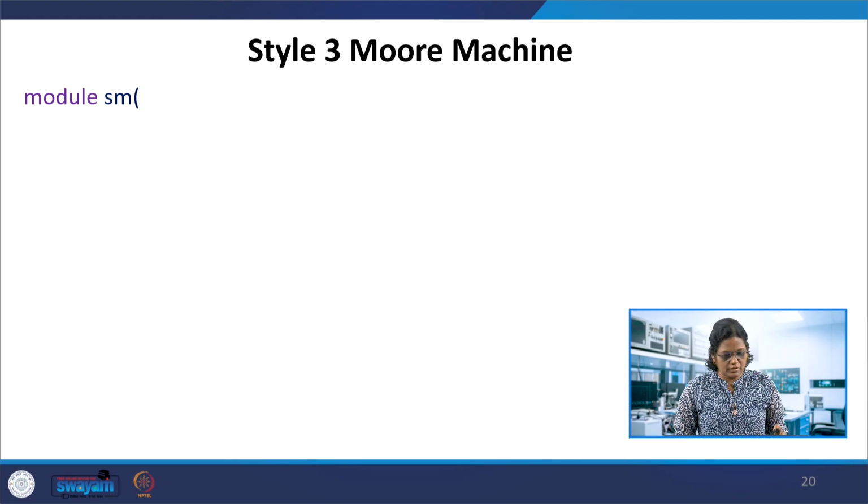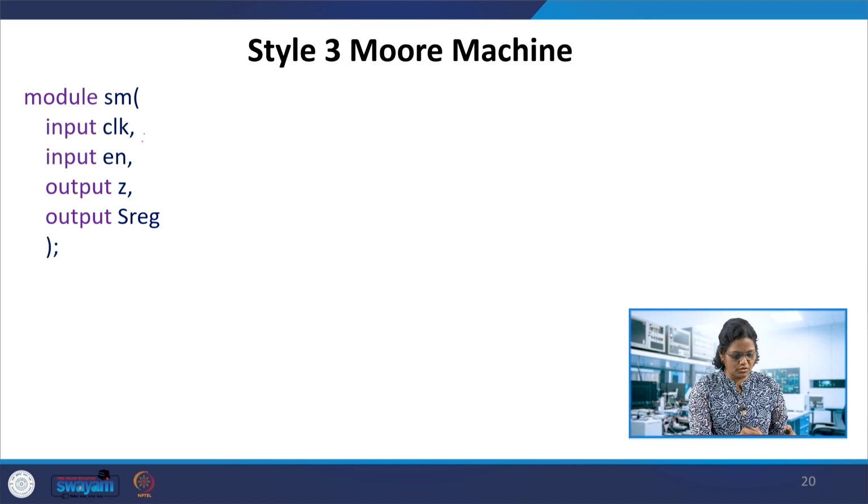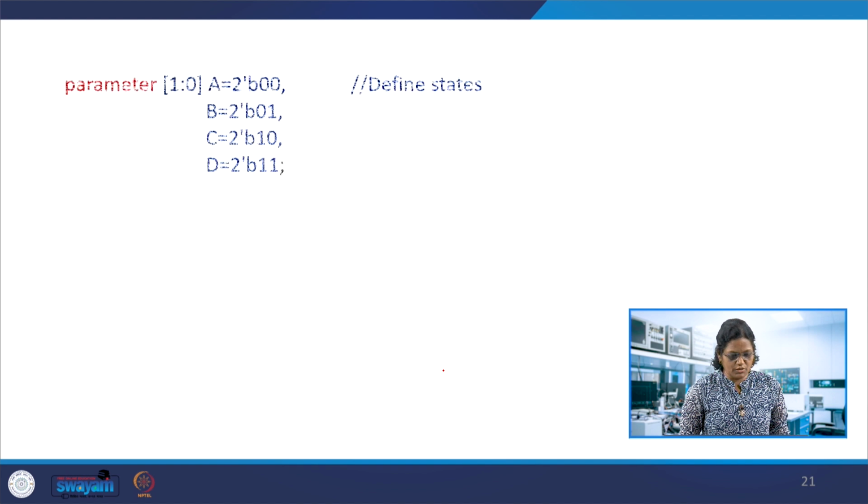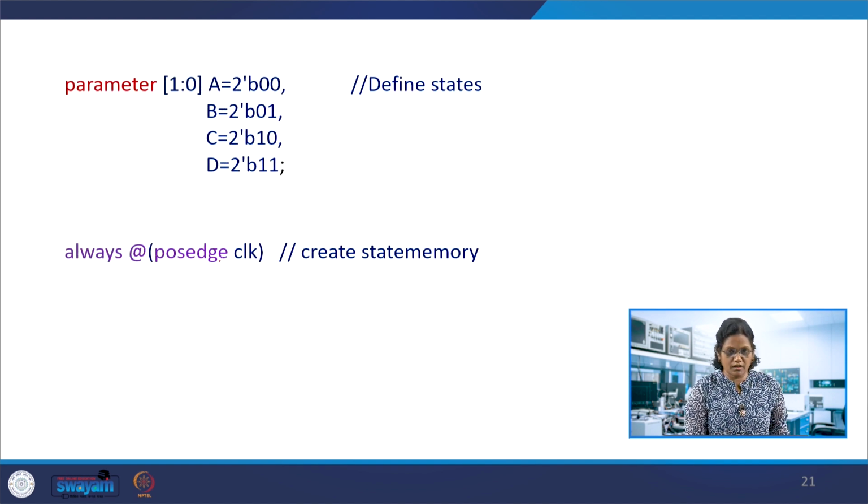So here is the same Moore machine, which can be written in style 3, combining two always blocks. Over here the reg declarations and everything are done. The only change is that we define the states as such, and at the passage of the clock, always create the memory, that is a separate always block.